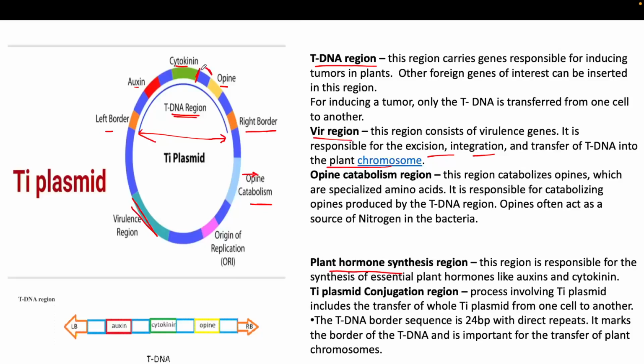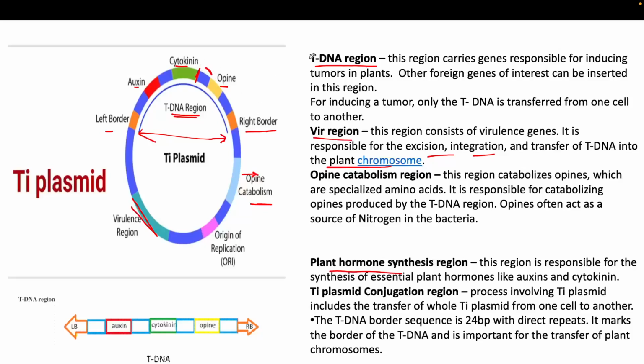Multiple cloning site means a variety of restriction enzyme sites can be included, and every enzyme should have a single restriction site in those multiple cloning sites.